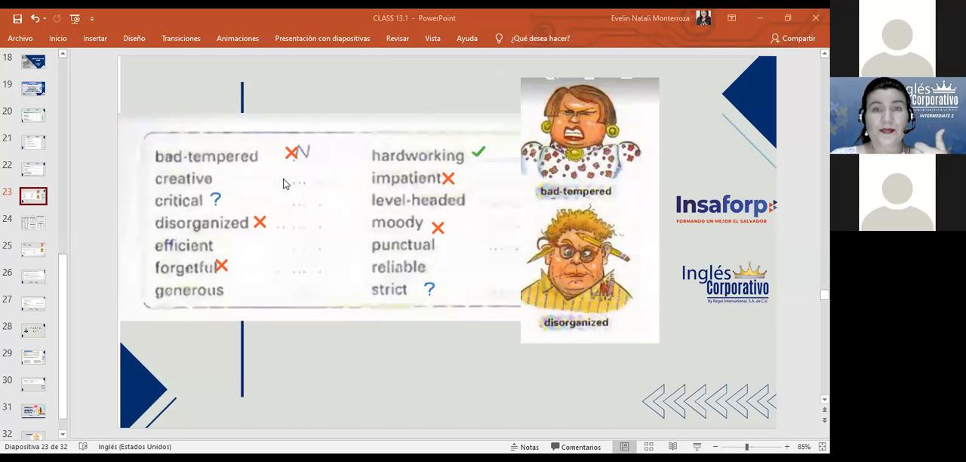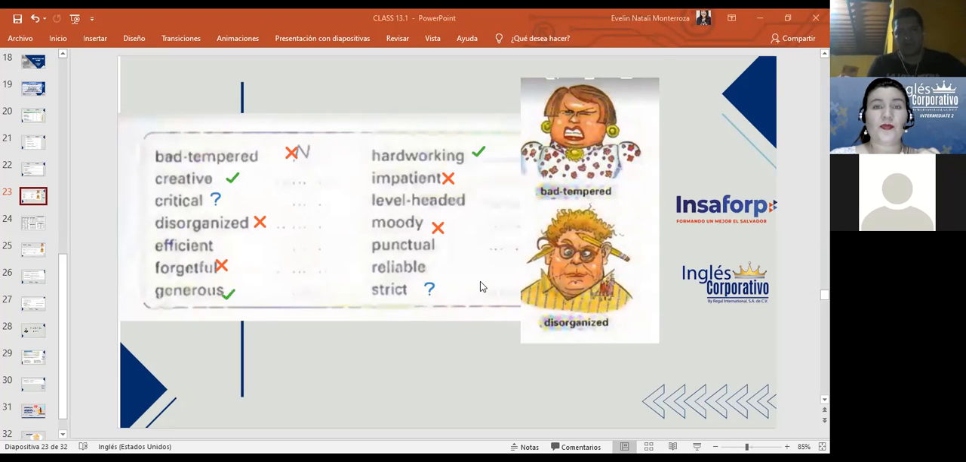Another one, positive. Creative. Generous. Punctual. Reliable. Efficient. And for sure, level-headed. Right, level-headed, it's a person who is always in the cold mind, right? Piensa con la cabeza fría. Level-headed. That's very good. So, in all these situations, which one applies for you?